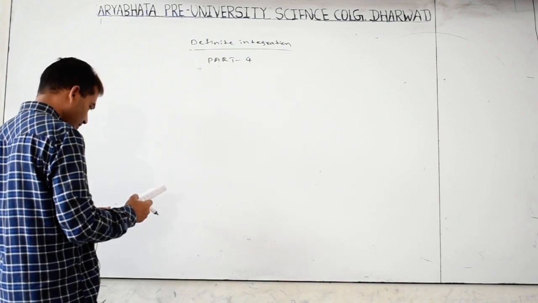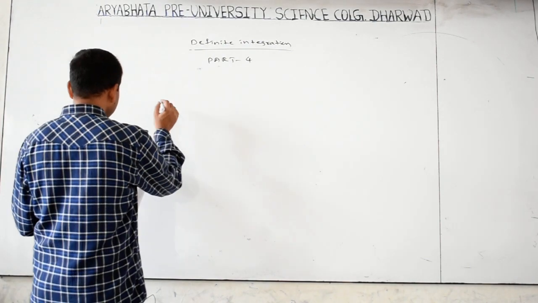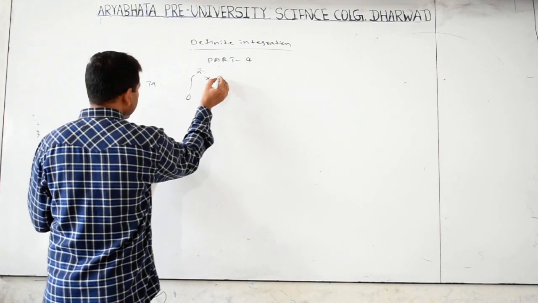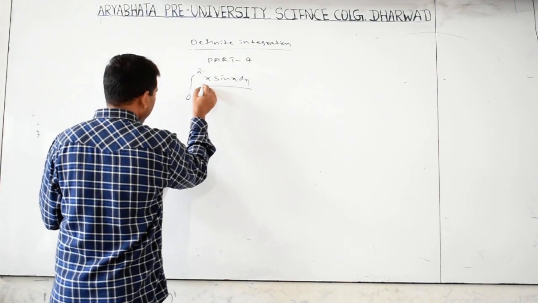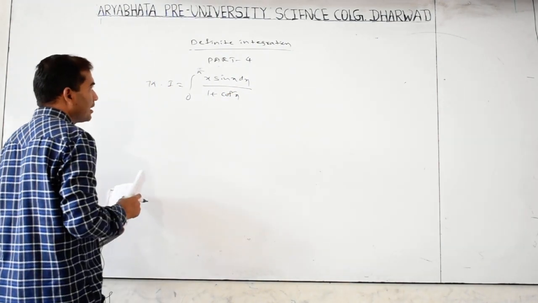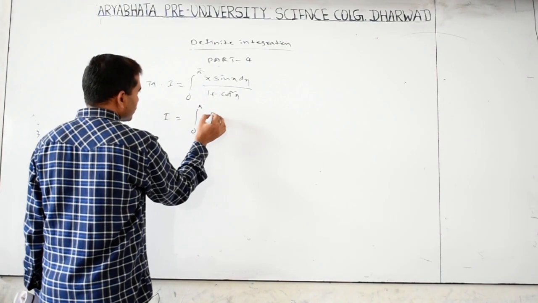Next one is 79: integral from 0 to pi of x sin x dx by 1 plus cos square x. Let this be I. We should eliminate x by using the property: from 0 to pi, in place of x write pi minus x.